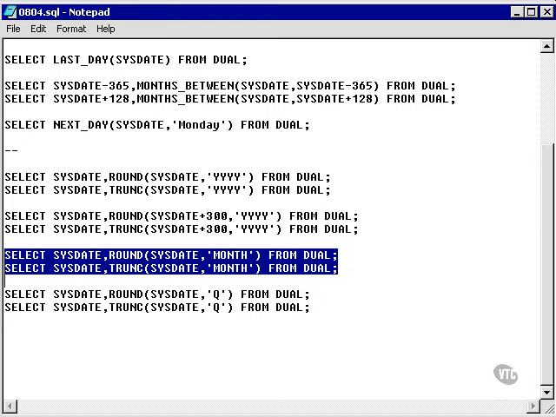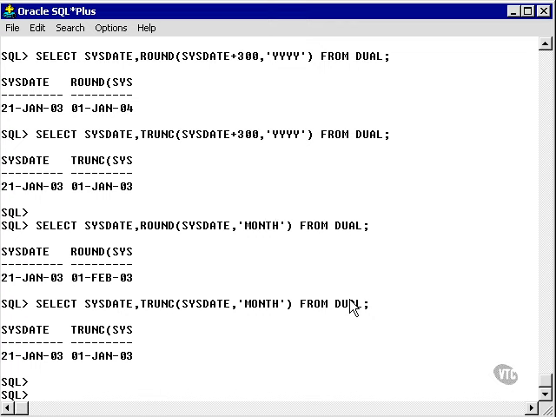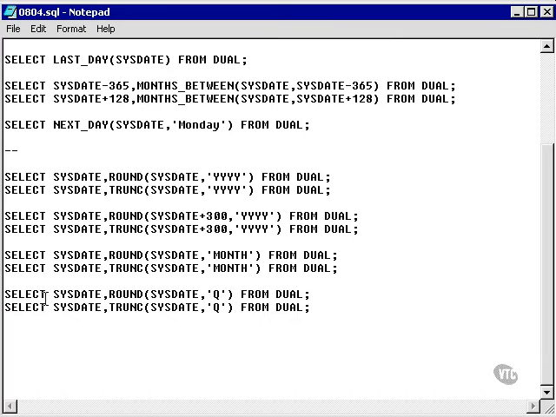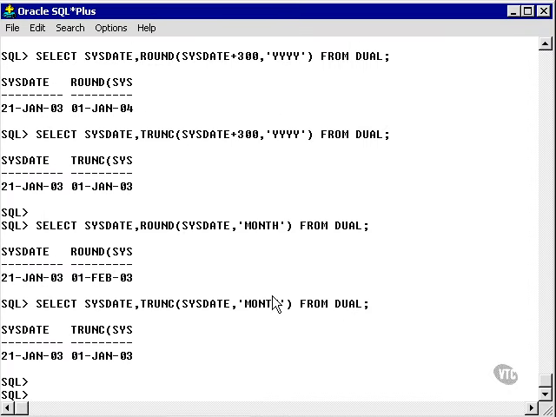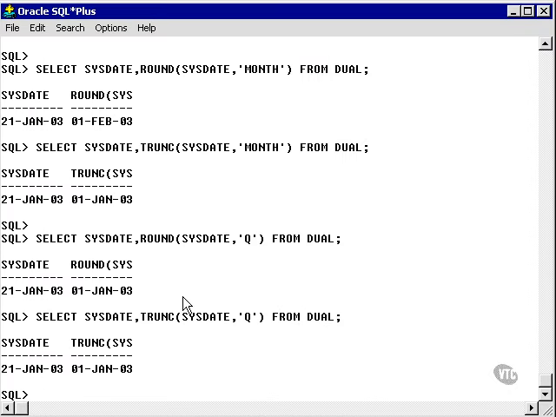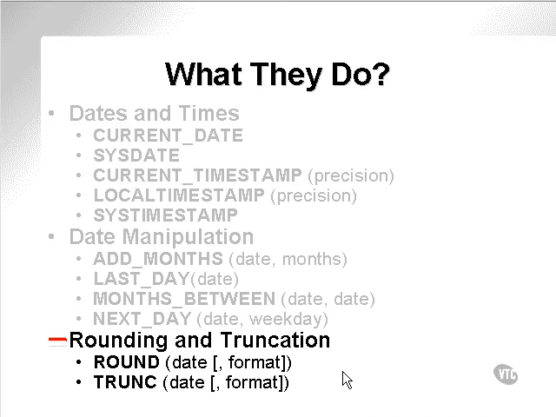Our next example uses the month format specifier. And all we're doing here is, because we're 21st of January, past the middle of the month, we round up to the beginning of February. Truncate again, rounds down or chops off to the 1st of January. Our last example, we'll look at the quarter. These results will be identical because we are in the first quarter and we are before the middle of the first quarter. So round will round down and do exactly the same thing as truncate, chopping off.